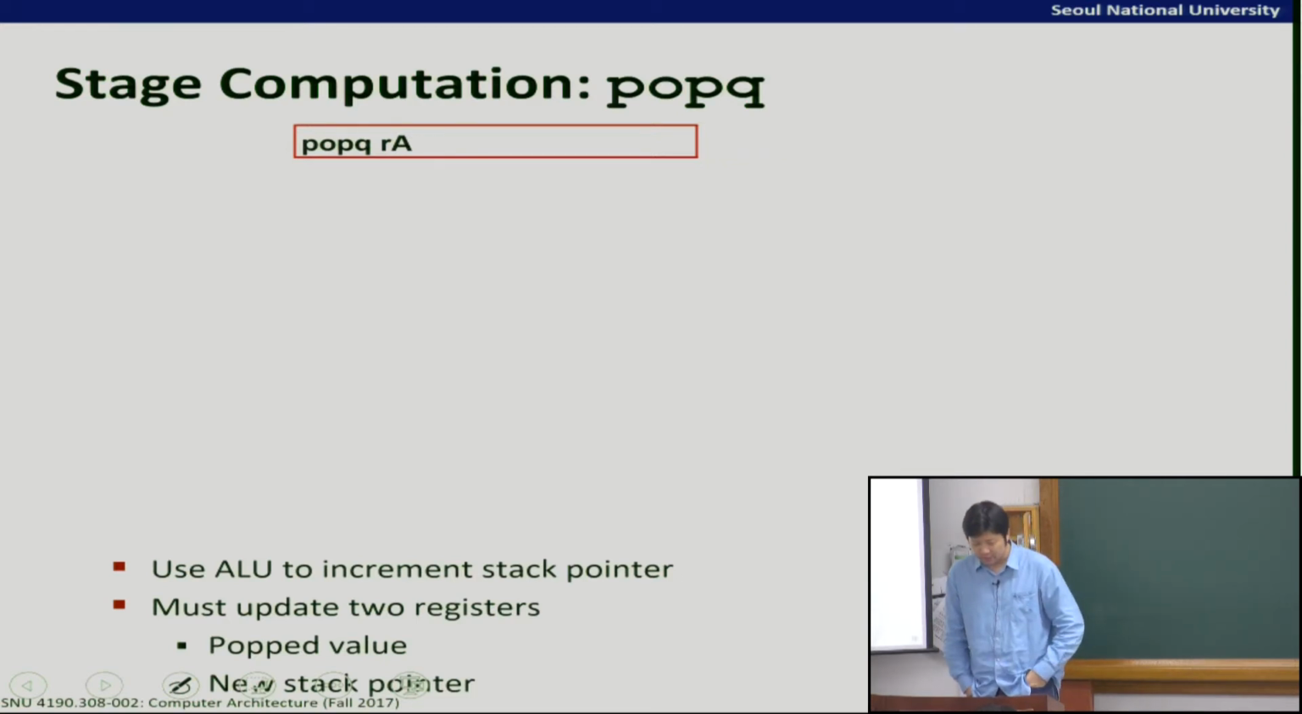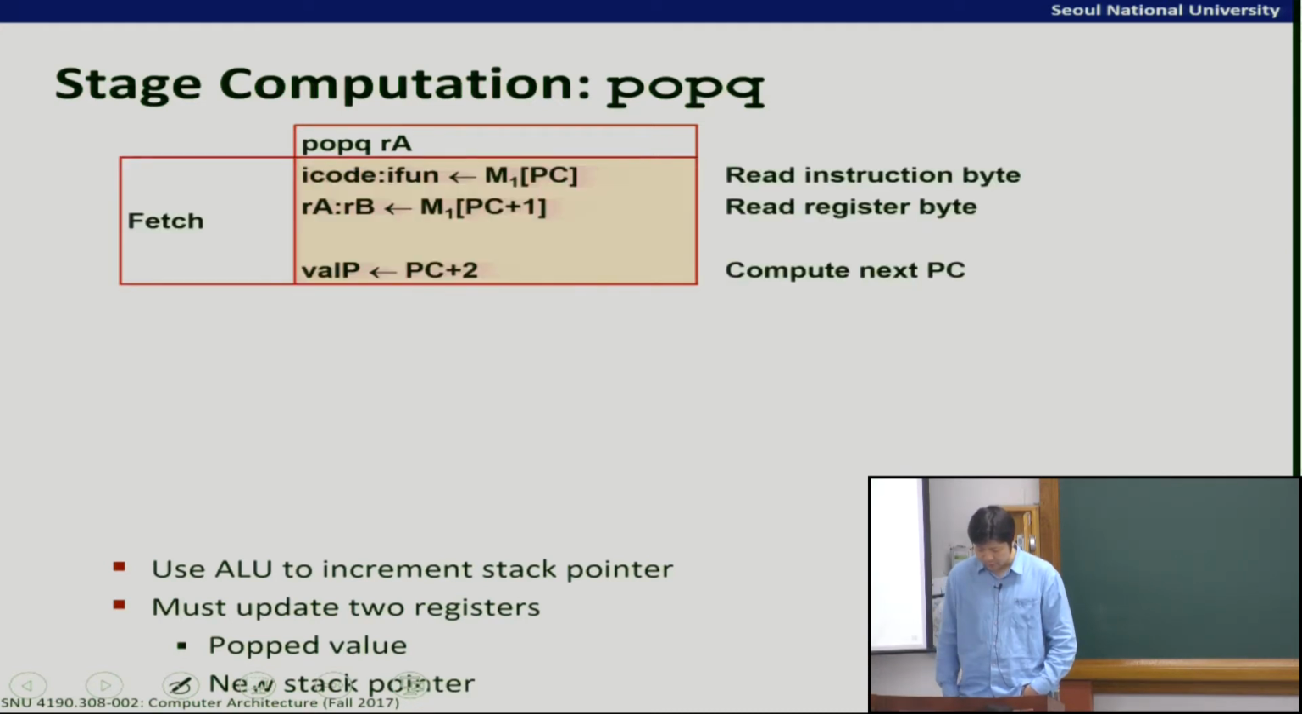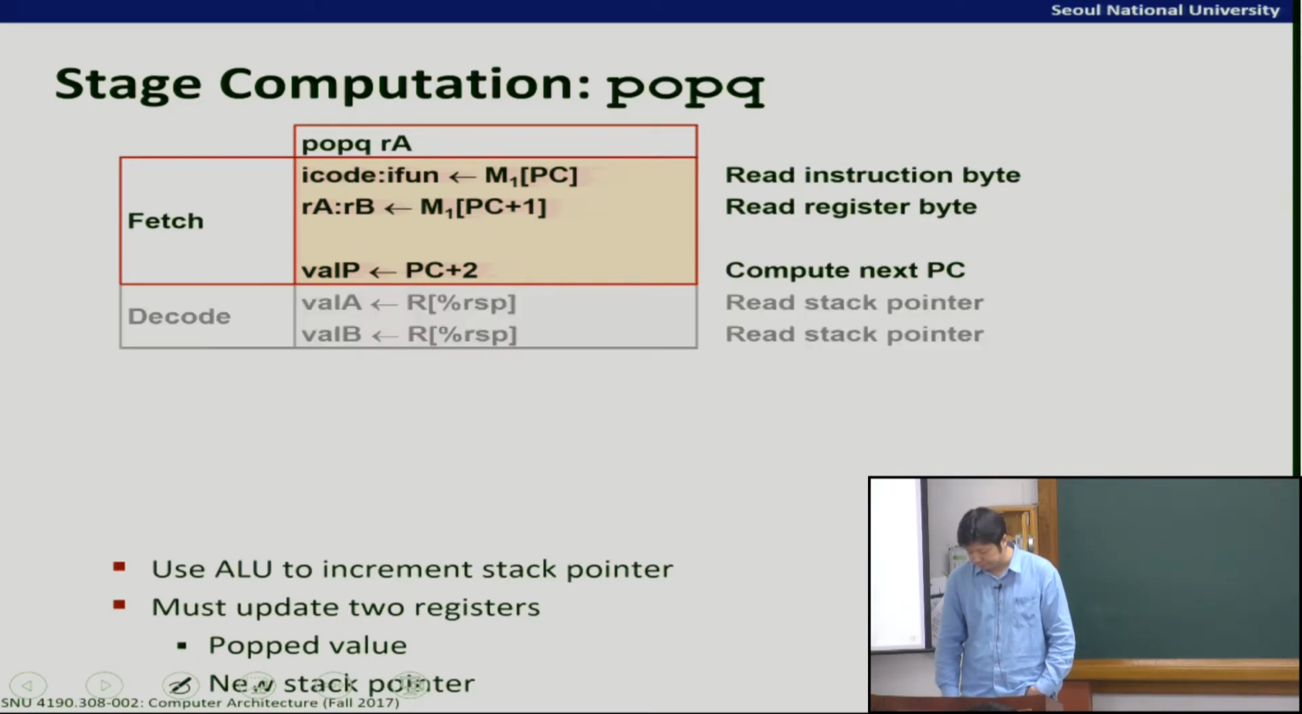So here is the stage computation. You can break down the popq instruction in the same way, into multiple smaller pieces. So in the fetch stage, you read the instruction byte, like opcode, and the register byte to extract those 4 fields: I code, I fun, RA, and RB. And val P is computed as PC plus 2.